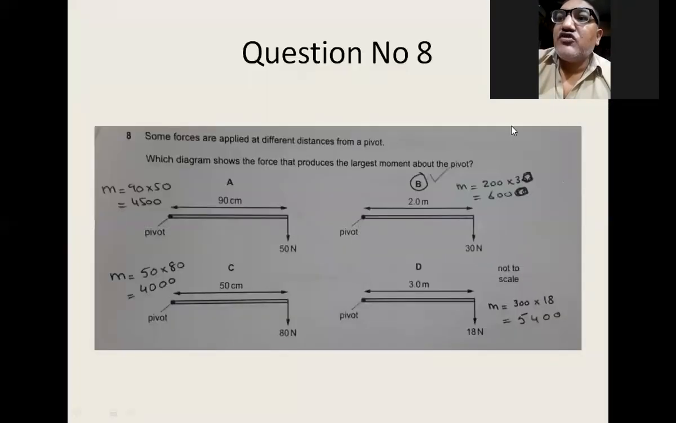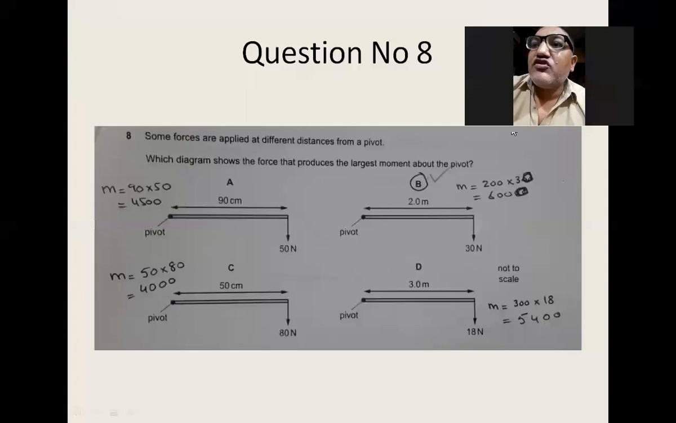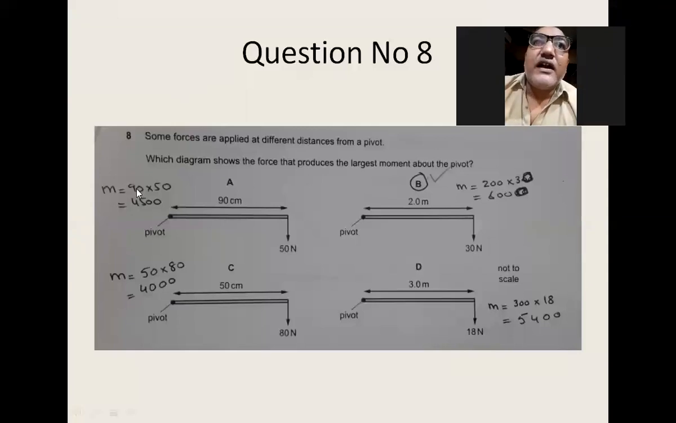Here the question is showing up. So here we have the next question, question number 8. I have done here, you can see 90 multiplied by 50, and that will be 4,500 Newton centimeter. Here I converted the 2 meter into centimeters because in 1 meter there are 100 centimeters. So in the 2 meters, there will be 200 centimeters. So we will have 200 multiplied by 30, and that gave you 6,000 Newton centimeter.